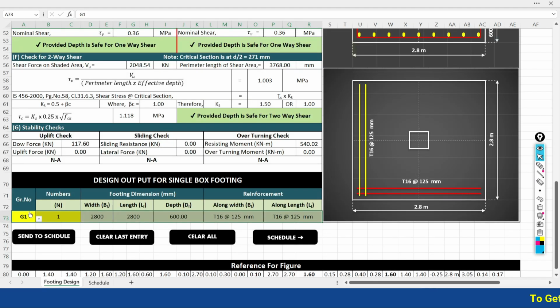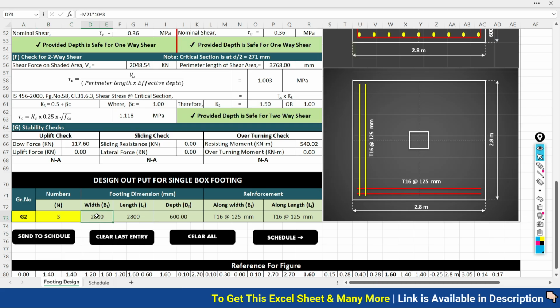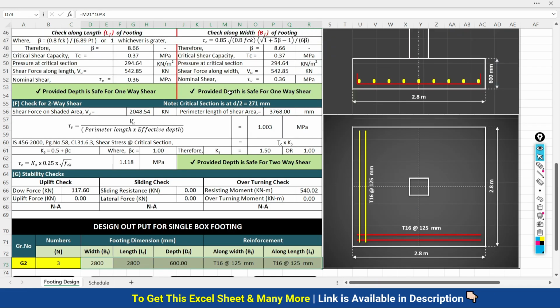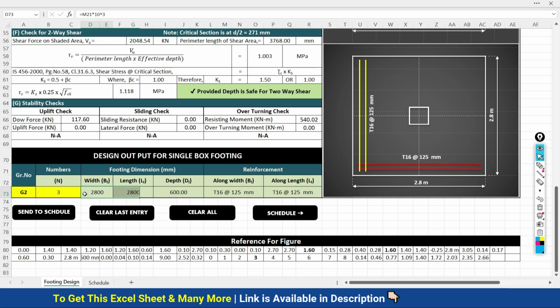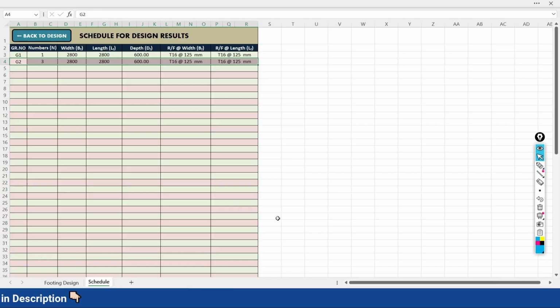Coming back to your design, suppose I have designed another footing and it is group 2, and suppose 3 footings in this particular group. This is the schedule automatically coming from your above design. You cannot edit it because it is the schedule of your above design. And now send to schedule. Once you click on send to schedule, go to schedule.